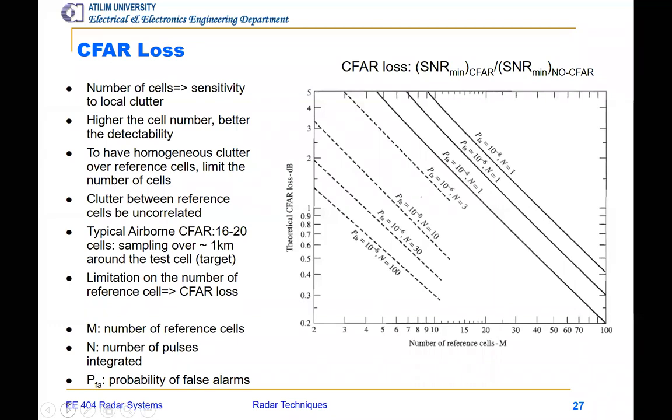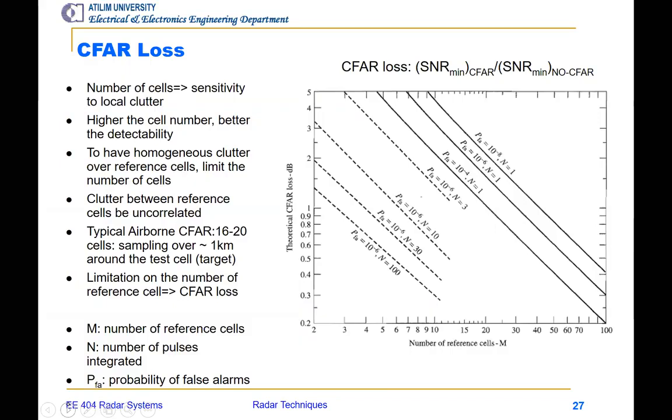If we increase the number of pulses, we simply increase the sensitivity to the clutter. And if we increase the cell number, we simply increase the detectability. But if we use more pulses, then we may also have some problems about the loss. We may have problem with the signal to noise ratio.